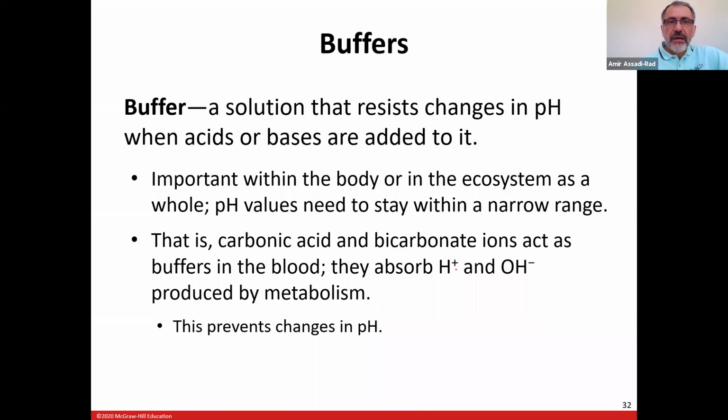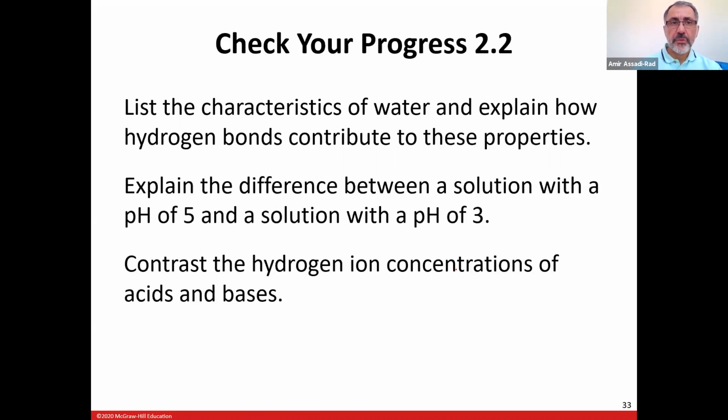A buffer is a solution that resists changes in pH when acids or bases are added to it. You've heard of that term in English: buffer zone. It is important within the body and ecosystem as a whole that pH values stay within a narrow range. This is the carbonic acid and bicarbonate ions example. When we get to the respiratory system, we'll talk about this a little bit more.